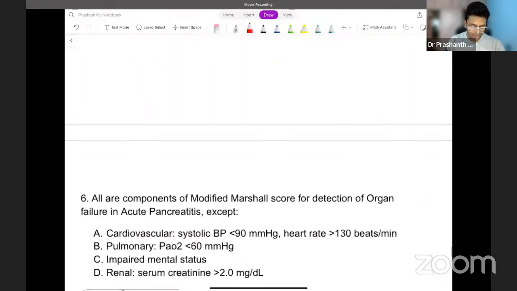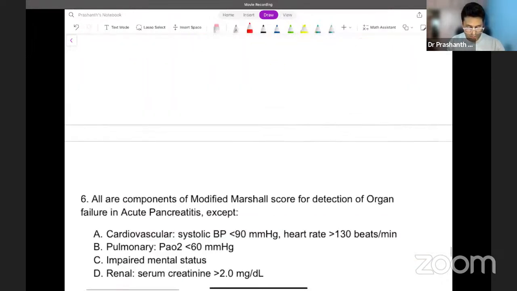Okay. So the next question is, all are components of modified Marshall score for detection of organ failure in acute pancreatitis. Again, an except question. Modified Marshall score is used to detect the organ failures in an acute pancreatitis. Now, the different components are cardiovascular, pulmonary, renal. Now, impaired mental status is not a part of modified Marshall.